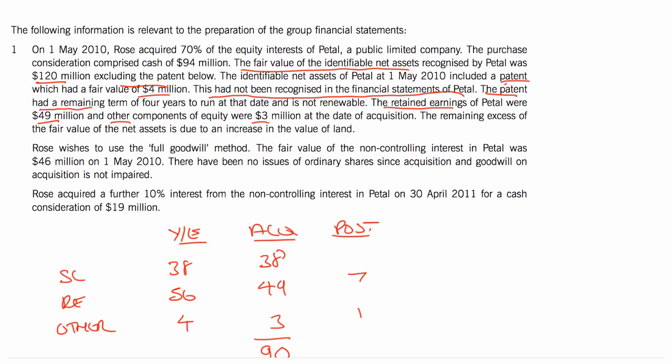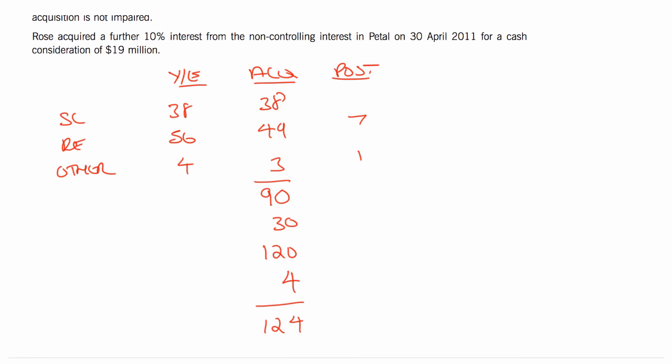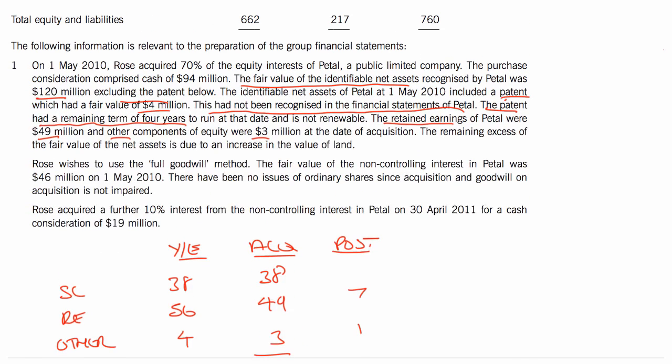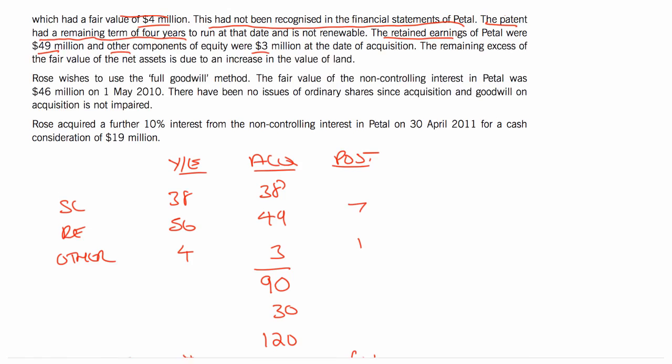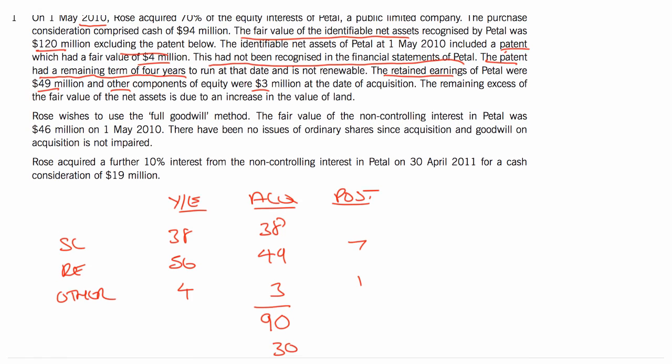The patent had a remaining term of 4 years. It's telling me to depreciate it, so I've got a 4, so it'll be 4 divided by 4 will give me 1 a year, and even though you can't see it, we've had it for 1 year, so depreciation is 1. So the 3 patent, I'd put that to intangible assets. I'd probably have to create a new line, call it intangible assets or call it patent, that's fine as well.